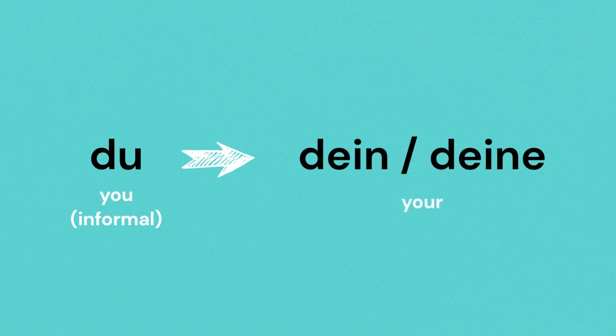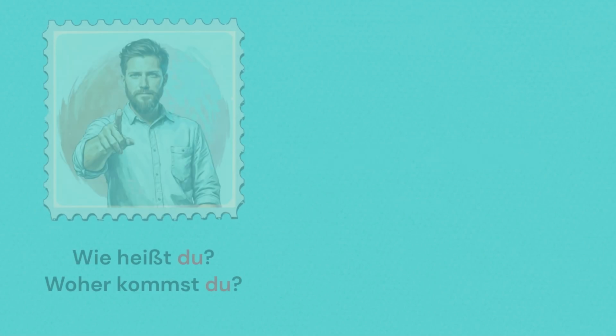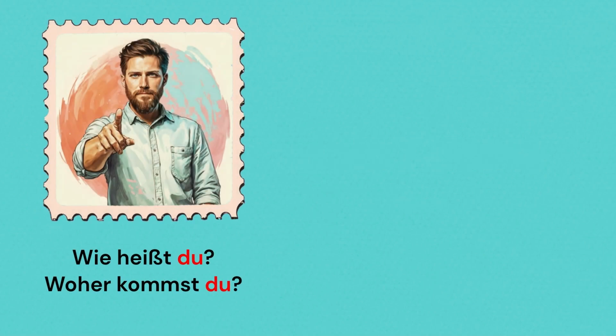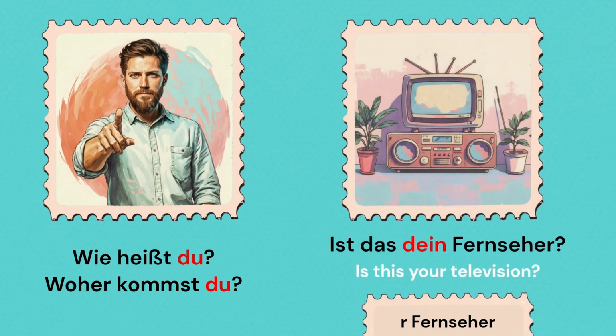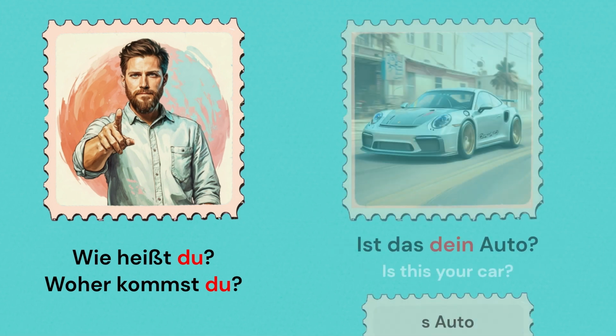Du. Here the possessive articles will be dein or deine. Here are some examples. Wie heißt du? Woher kommst du? Now we will be taking the same objects as in the previous example. Ist das dein Fernseher? Ist das dein Auto?